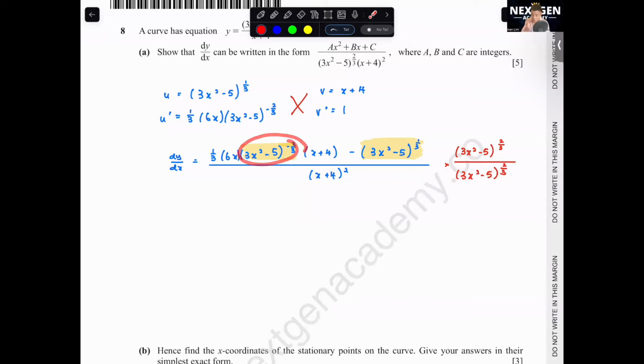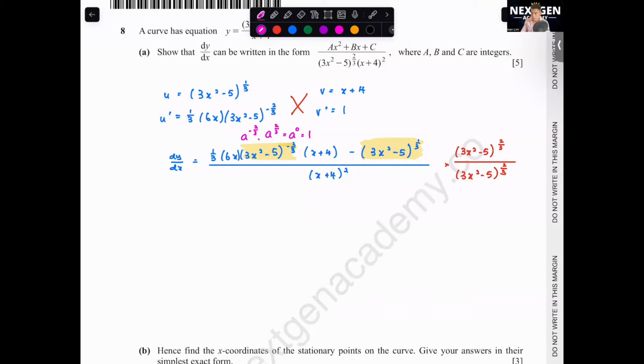How can we understand it the easiest way? You let 3x squared minus 5, you treat it as a in your head. So if I take a to the power of negative 2 over 3, multiply by a to the power of 2 over 3, what will I get? Same base, different power, I add the powers together. So minus 2 over 3 plus 2 over 3 gives 0, which is equal to 1. Got it?